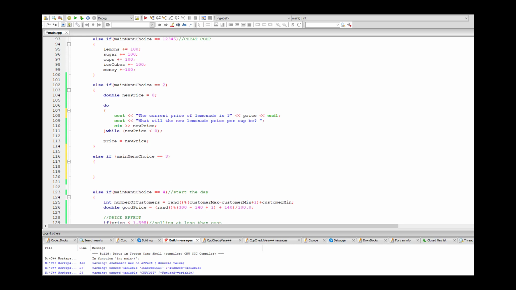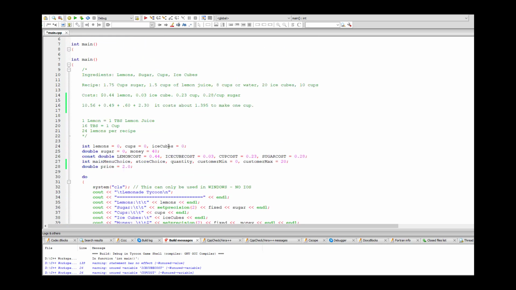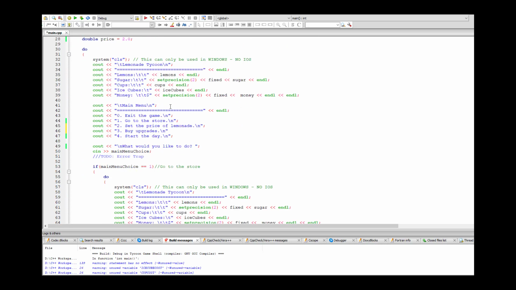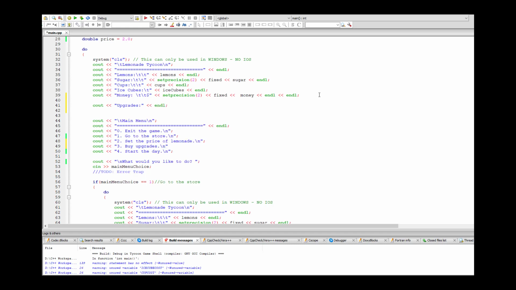All right, so we're going to need a menu. What we will do is add it into the main menu here. We're going to want a little bit of information on here. So here I will say cout upgrades. Now, how do you get upgrades to show up? Well, that's a good question.